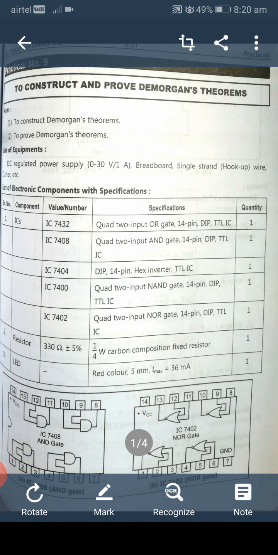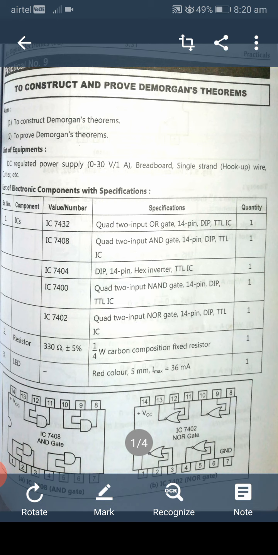The another IC is IC7402, quad 2 input NOR gate, 14 pin DIP TTL IC. Quantity required is 1. The another component required for this experiment is a resistor, 330 ohm, quarter watt carbon composition fixed resistor. Quantity required is 1.